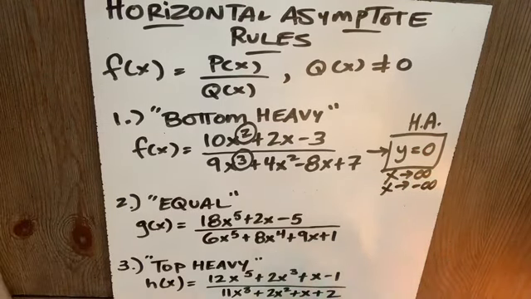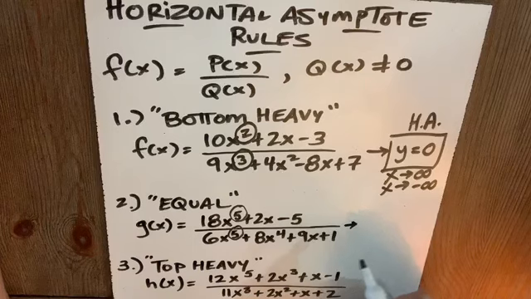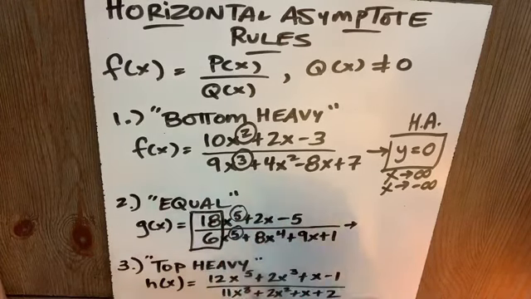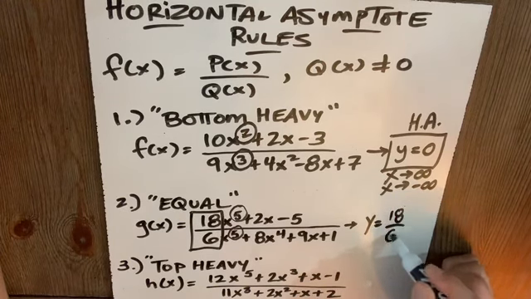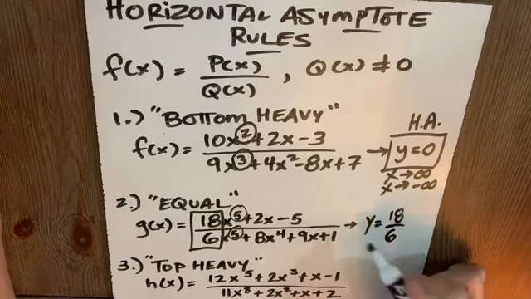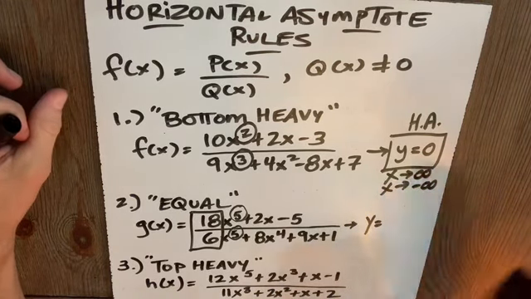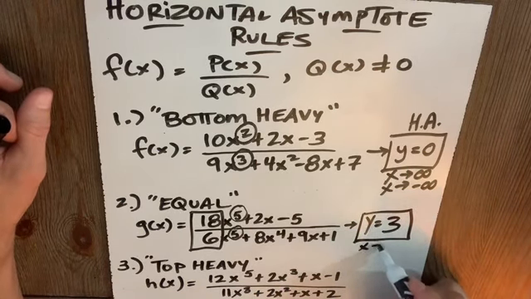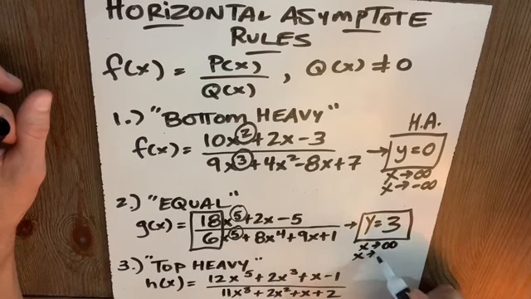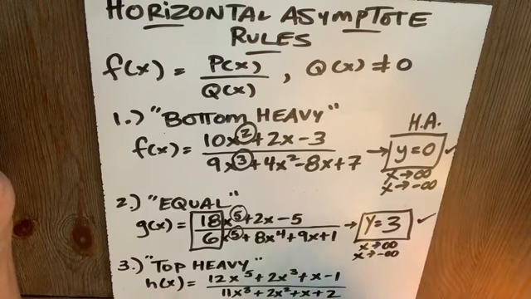How about equal? Well, here, the degree of the numerator is 5, the degree of the denominator is 5. So we go to the ratio of the lead coefficients, 18 over 6. So y equals 18 over 6. Don't forget, guys, that y equals a number is just a horizontal line. So that will simplify to y equals 3. Why is that important? Because as x heads to infinity or x heads to negative infinity, we know y will be going towards 3.